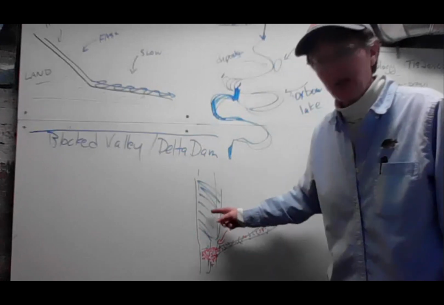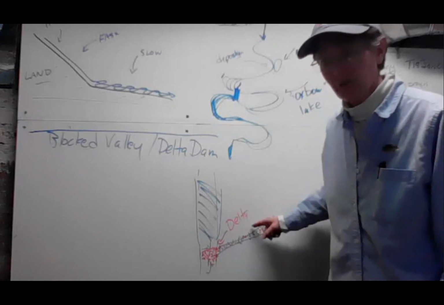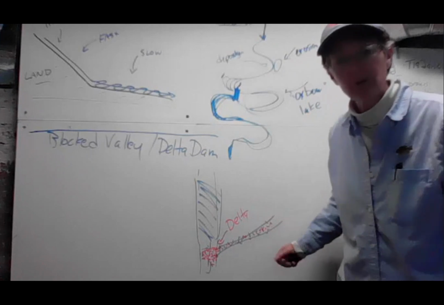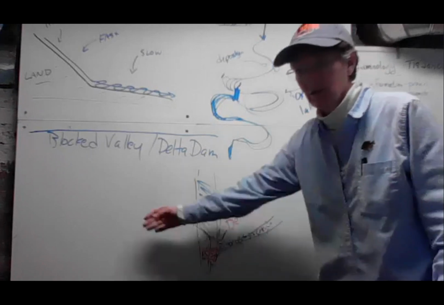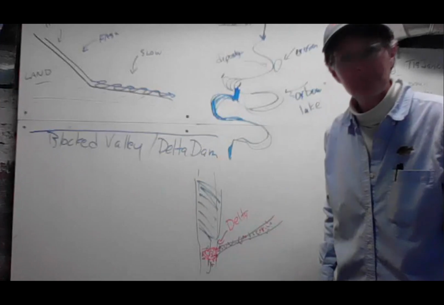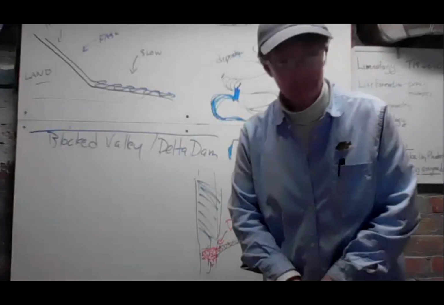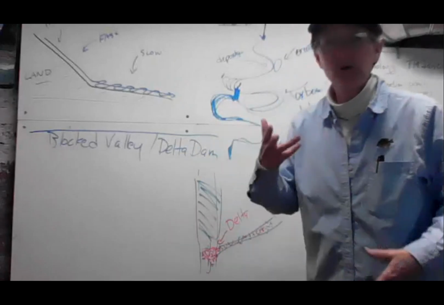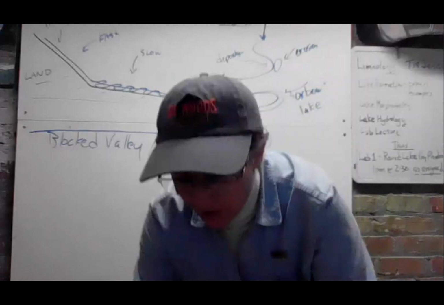Anybody happen to know the name of this lake that's created by the Delta Dam of the Chippewa River from Wisconsin, Minnesota? Anybody happen to know what lake this is? Is it Lake Pepin? It's Lake Pepin. That's right. That's Lake Pepin. Yeah. All right, so that's two important ways that rivers cause lakes.